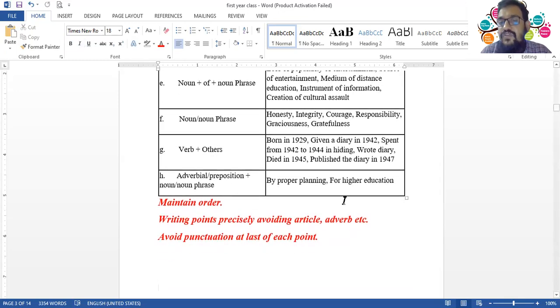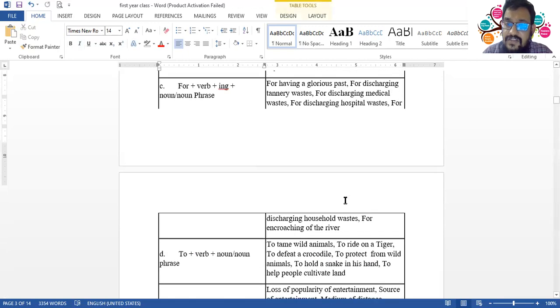Write points precisely, avoiding articles and adverbs. We don't need adverbs, we don't need articles. Unnecessary adverbs should be avoided, and articles, we should not put an article if it is not essential.